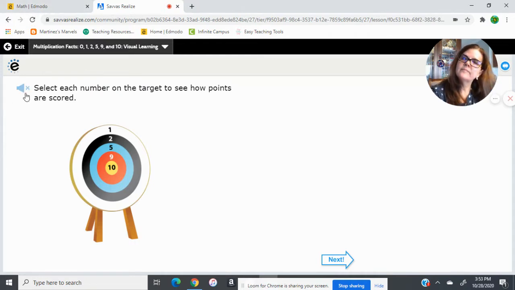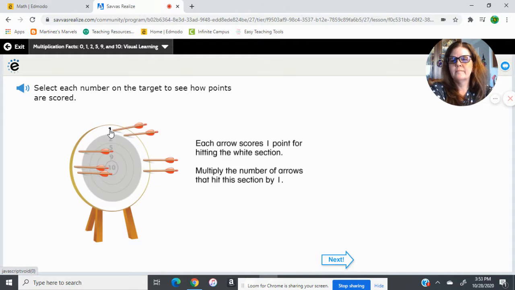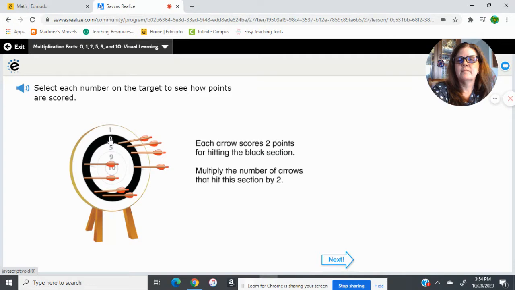Select each number on the target to see how points are scored. Okay, so let's go ahead and touch number 1. Each arrow scores 1 point for hitting the white section. Multiply the number of arrows that hit this section by 1. Okay, so there's 1, 2, 3, 4, 5, 6, 7 times 1. So there'd be 7 arrows. Each arrow scores 2 points for hitting the black section. Multiply the number of arrows that hit this section by 2. So we have 8 arrows, so 2, 4, 6, 8, 10, 12, 14, 16.